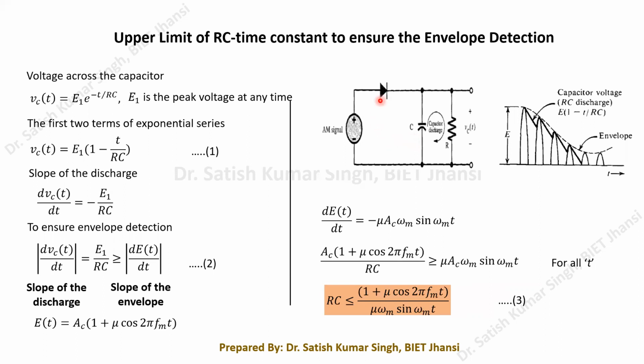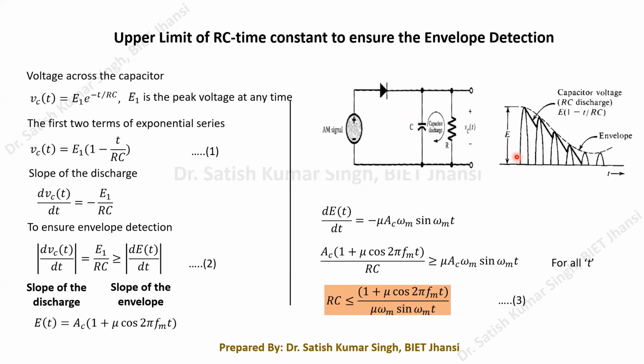So this capacitor will charge, and we know that whenever a capacitor discharges or charges, it follows the exponential law. So we will talk about that. Let us suppose that in any particular cycle, the capacitor charges up to its peak value. Here I have just shown it in this picture as E, but you just consider that this is represented as E1. What is this E1? E1 is the peak value of this particular carrier at a certain time instant.